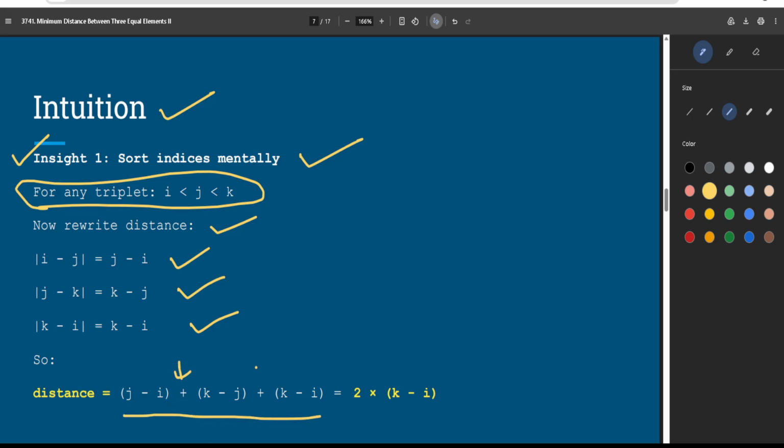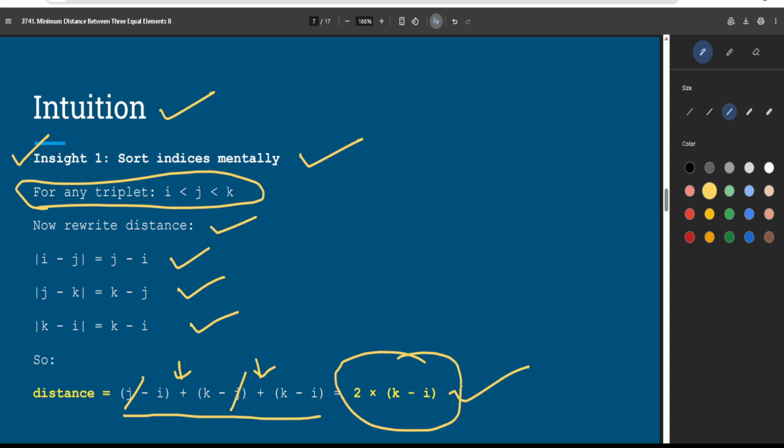We have to add these things, right? If you observe j minus i and k minus j, this is positive and this is negative, right? So now the minus i and the other i cancel out, so we won't do anything. What we are left with is k minus i, and it comes 2 times.